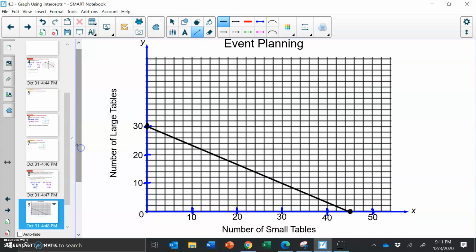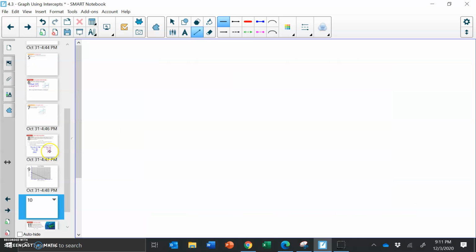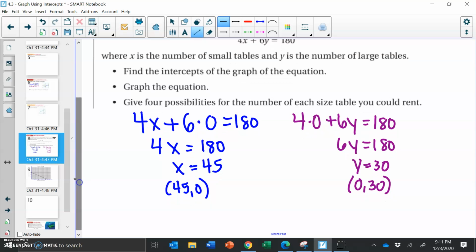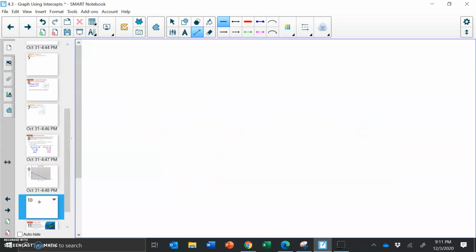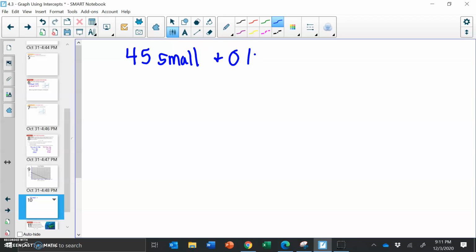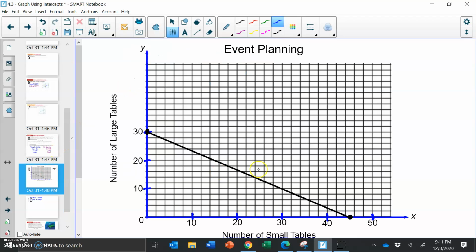All right, so the third part of the problem asks us to come up with 4 different possibilities for the number of tables that we could rent. So again, one possibility is 45 small tables and 0 large. Another possibility is 0 small tables and 30 large. And we need 2 more possibilities. So we could potentially find them on this graph, although when the scale doesn't go by ones, it's a little bit tricky to find nice points where they intersect.